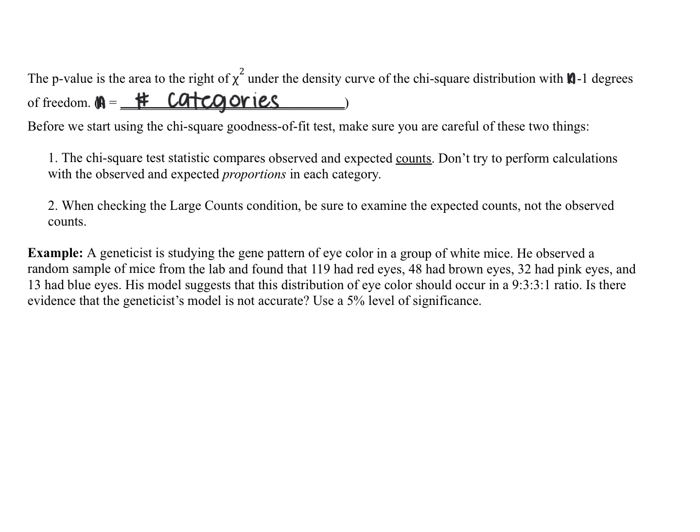So a couple of things to keep in mind. The chi-squared test statistic compares observed and expected counts. So we don't try to perform calculations with our proportions. We only use our numbers. And we don't really check the large counts conditions because, again, all of our data is going to be pretty much large enough.